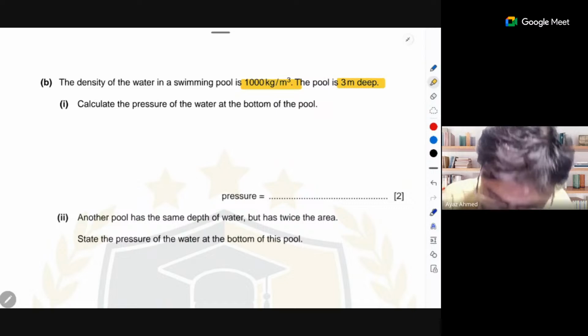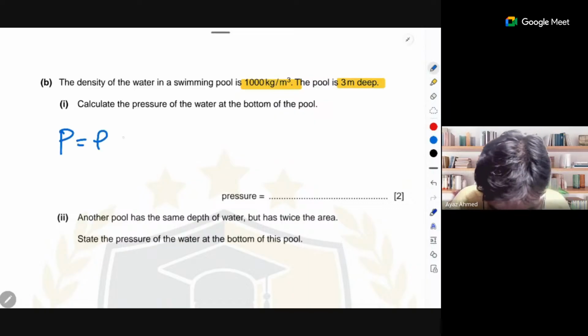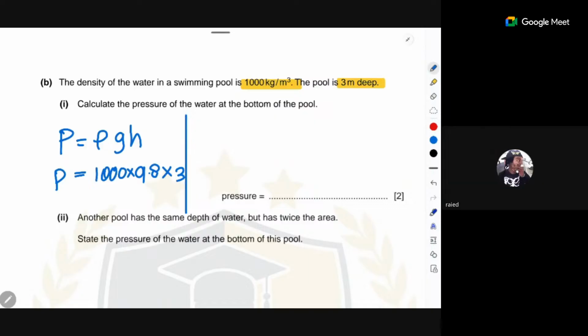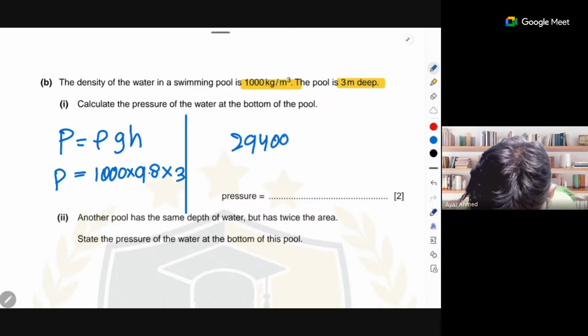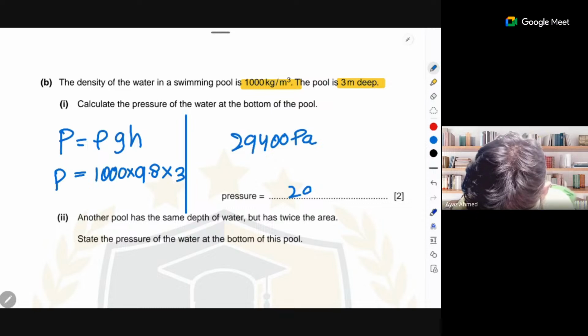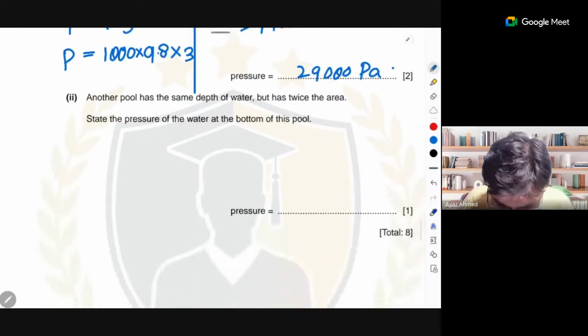The pool is 3 meter deep. Calculate the pressure of the water at the bottom of the pool. So what will be the value? So pressure will be equals to rho gh, density is 1000 into 9.8 into height is 3. Yes, what was the answer? 29,400 Pascal. So you will write 29,000 Pascal as a rounding off, because you have maximum two significant figures.